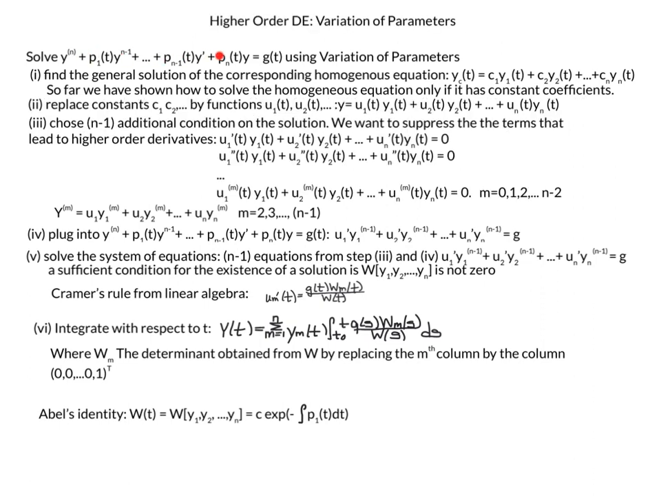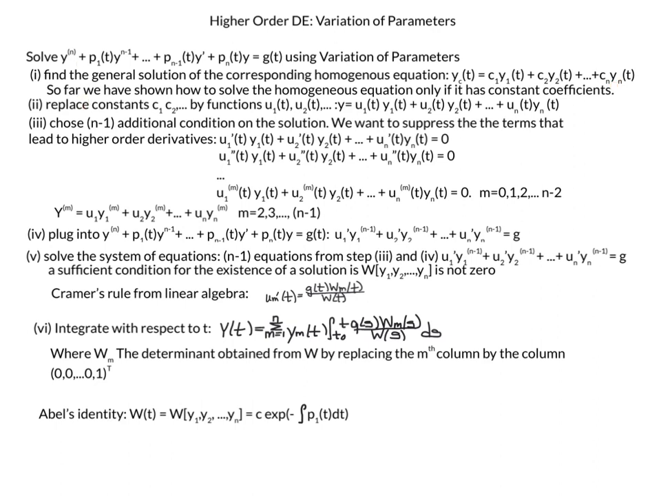Here is the form of the differential equation we will be solving. Again, we have an nth order, linear, non-homogeneous differential equation. The first step is to find the general solution of the corresponding homogeneous equation, and here we've written out the complementary solution, which is going to be of this form: c1 y1 of t plus c2 y2 of t up to cn yn of t. So far, we have only shown how to solve the homogeneous equation if it has constant coefficients.